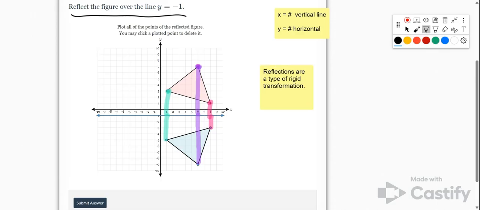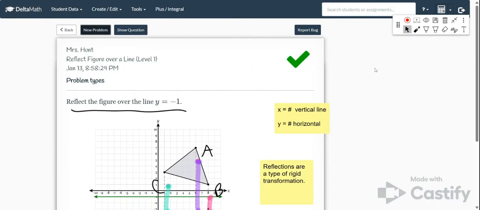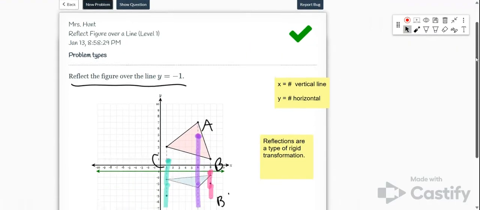You know, if I were going to say this was point A, this was B, and this was C in the original, then A is actually now pointing down here at the bottom, B is over here, and C is over here. A prime, B prime, C prime. So the difference is the position and the orientation. Let's go ahead and hit submit and see if we're correct. All right, we got a check mark, so it's looking pretty good.